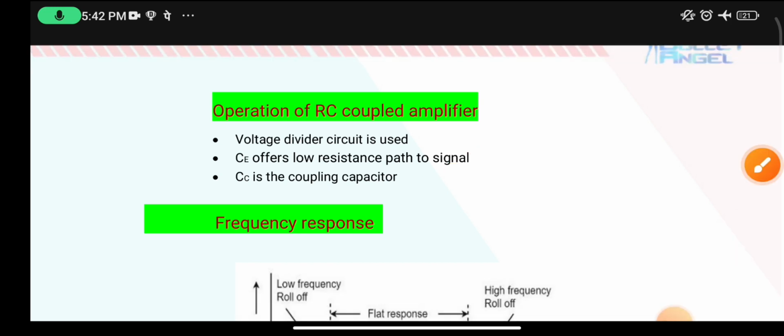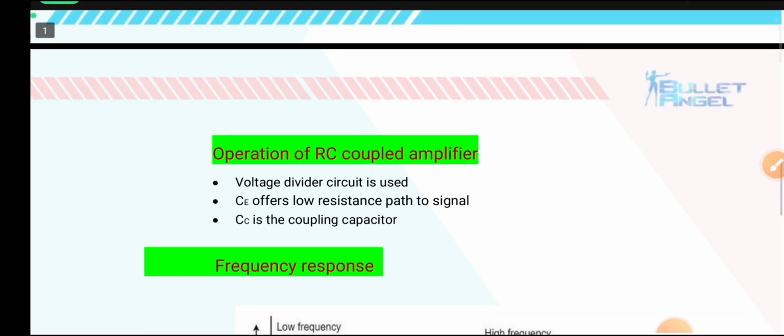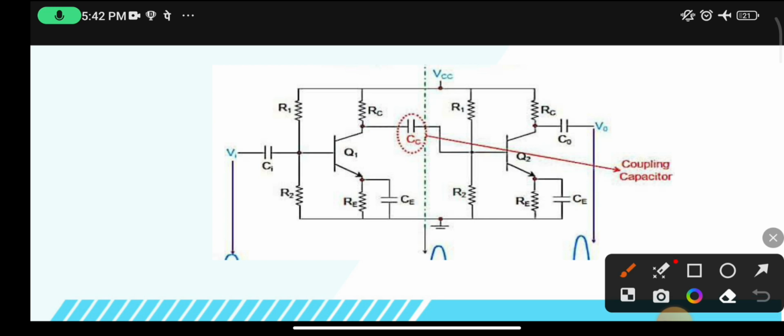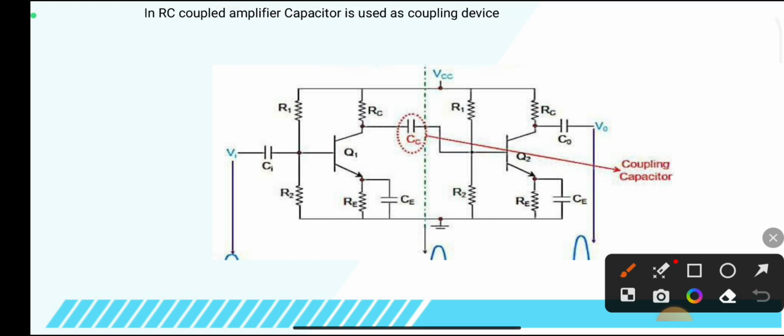Next, CC is the coupling capacitors. These coupling capacitors have an important role in the amplifiers. Because here we use CC, this coupling capacitor offers high impedance to the DC signal and low impedance to the AC signal. That means open circuit for the DC signal and short circuit for the AC signal.